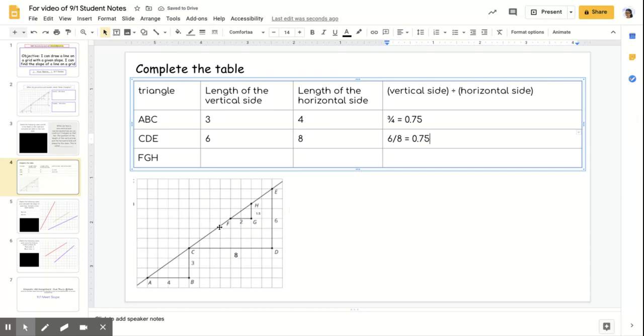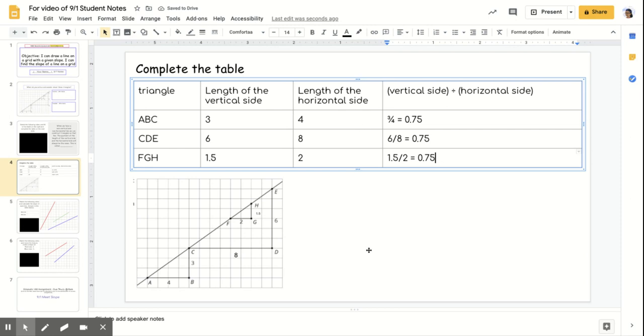We have one more triangle. It happens to be inside the largest triangle. It's the smallest triangle, FGH. But like the other triangles, its slanted side is right along our line. So its vertical length is 1.5. Its horizontal length is 2. And if we compare it by division, write it as a ratio, it's 1.5/2. And that also equals 0.75.